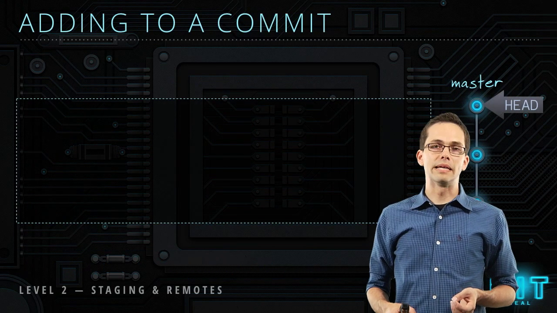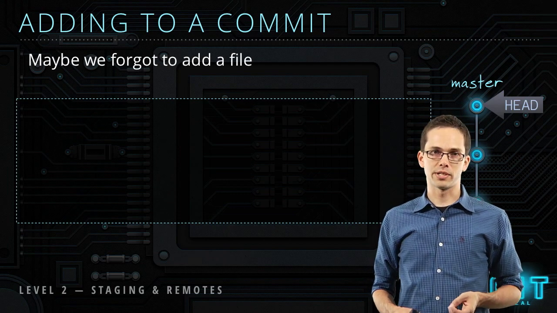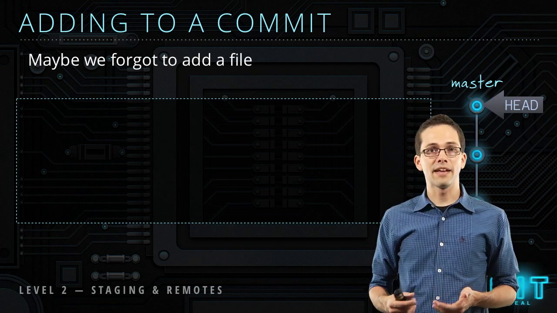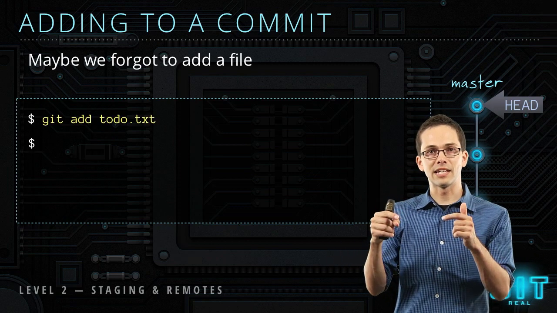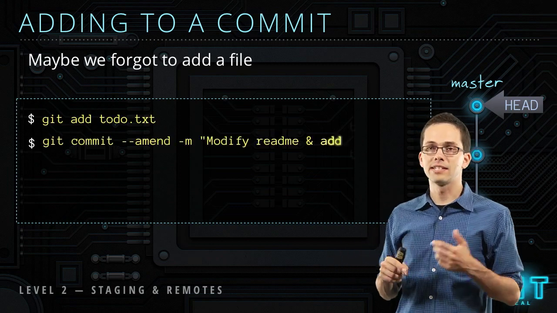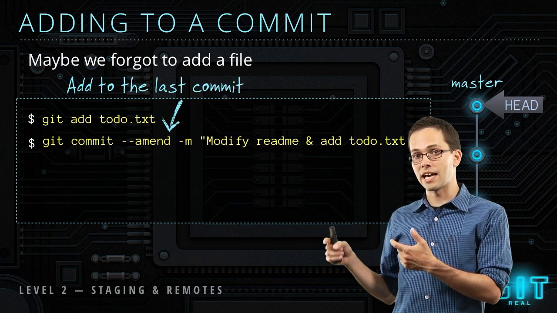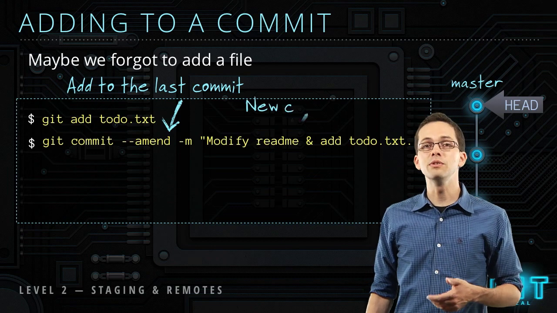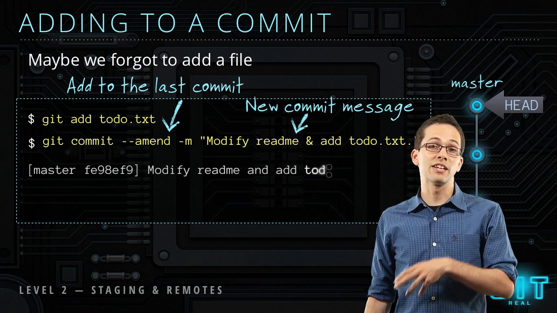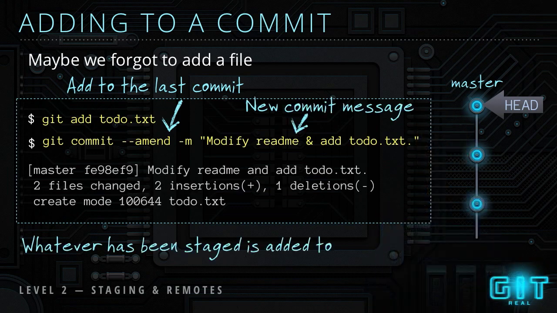Another way to modify a commit is to use the amend option. So if we wanted to add that to-do.txt file to our last commit, we could simply add it to the stage and then do git commit --amend, which is going to add it to the last commit. And then if we want, we can even specify a new commit message, which is going to overwrite our previous commit message.